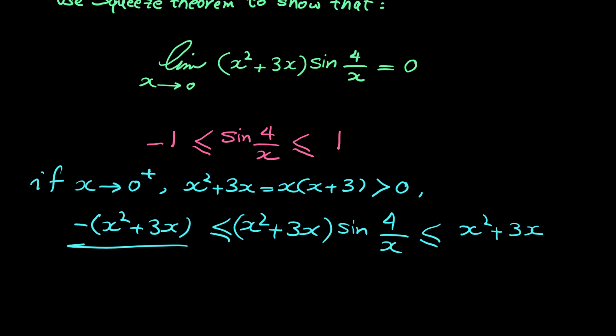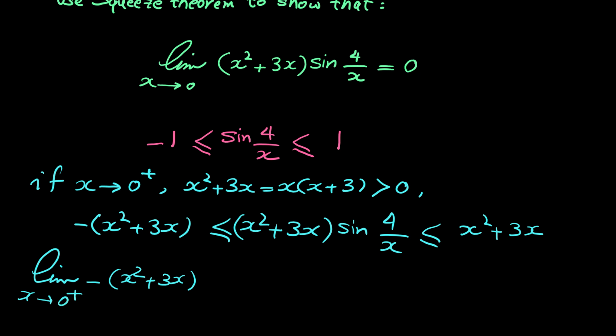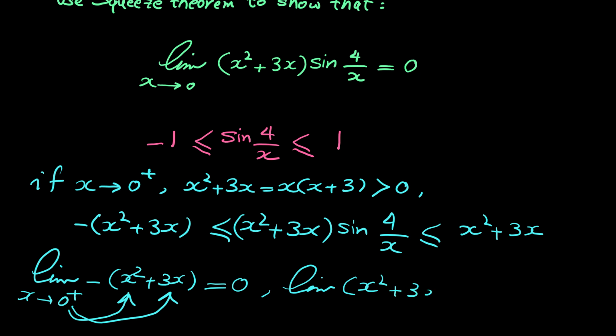Now we have to find the limit of the function on the left and the function on the right. If the limit of these two is the same, then the limit of the middle function is also that value. What is the limit of -(x^2 + 3x) when x approaches 0 from the right? With direct substitution, you can find this limit. Plug in 0, then the limit is 0. What about the limit of the other side? What is the limit of x^2 + 3x when x approaches 0? It is also 0.